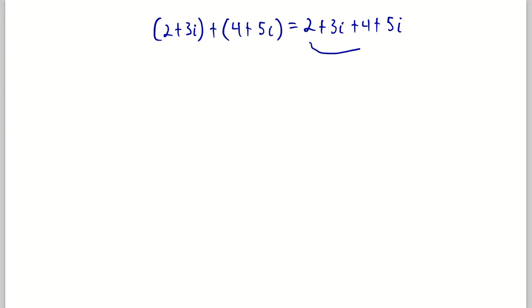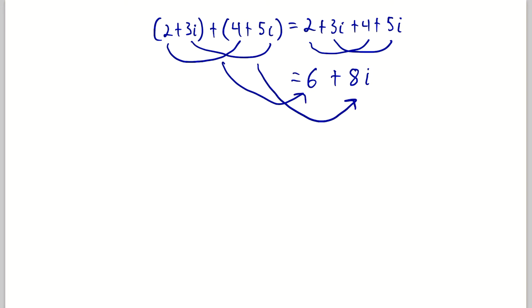So we add 2 and 4 because they're real numbers. So we have equal to 2 plus 4, which is 6. And then we add the imaginary numbers, 3i plus 5i, which is just 8i. So 2 plus 3i plus 4 plus 5i is just 6 plus 8i. We added the real numbers to get 6, and we added the imaginary numbers to get 8i. Now let's look at a slightly more challenging example.